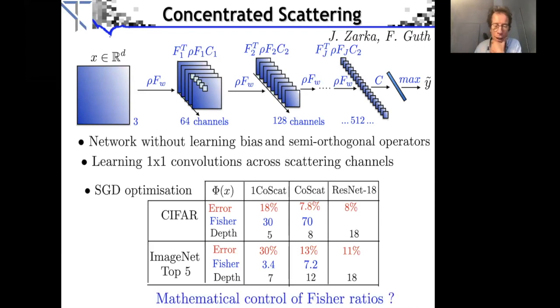Now, the question is how to control this Fisher ratio. We now have a network which is completely structured. No learning in space, just separation of scales. Along the channels, we have an operator which is relatively standard in math, which is a soft thresholding in a tight frame. But you have to control these Fisher ratios. And that's not such an easy thing. At least right now, it's a very interesting open problem. If we can, then we'll begin to understand really how to control the robustness of these networks.